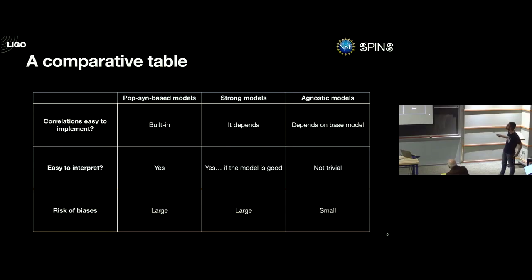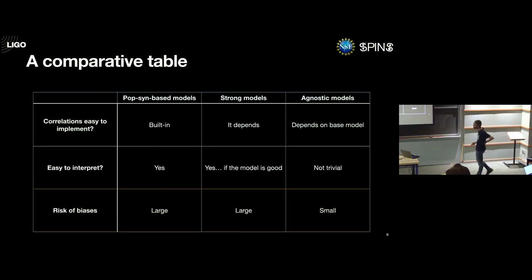Whether they're easy to interpret is also a raging debate in my community. The pop-synth models, of course, are trivial to interpret. The strong model also, if you believe the model, if the model is good. It is non-trivial if you use agnostic models like splines or Gaussian processes. The last row I think is very important. We should talk about it more often. The risk of biases, I think, is very large if you use pop-synth models or strong models. It's smaller for probably agnostic models, but again, usually at the expense of interpretability.